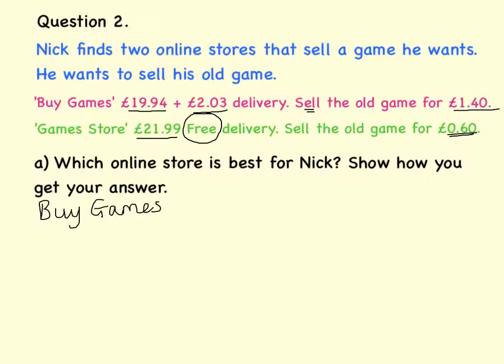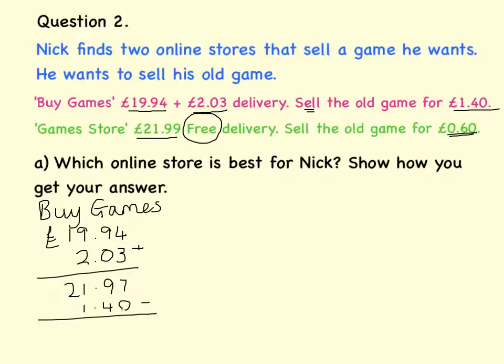They're going to charge £19.94 plus £2.03 for delivery. So let's add that up. 94 plus 3 is 97. 19 plus 2 is 21. But he can sell his old game for £1.40, so we need to take that away. And this is what we're going to be left with. £20.57. So that's Buy Games. Let's have a look now at the second one, Game Store.